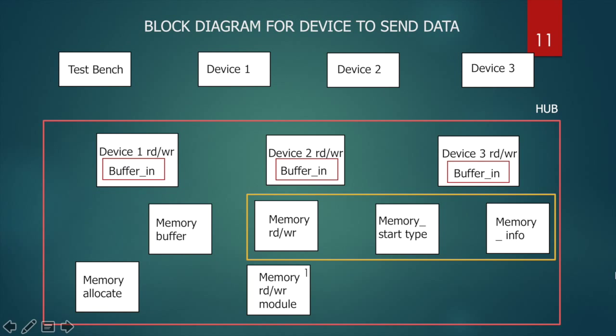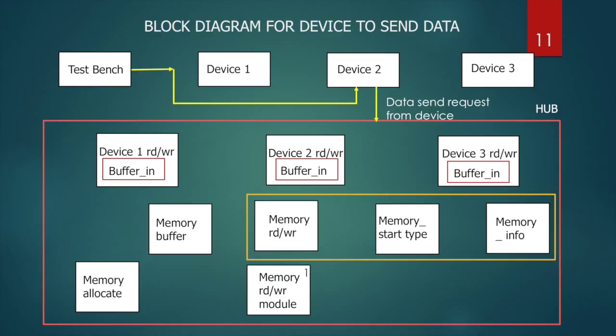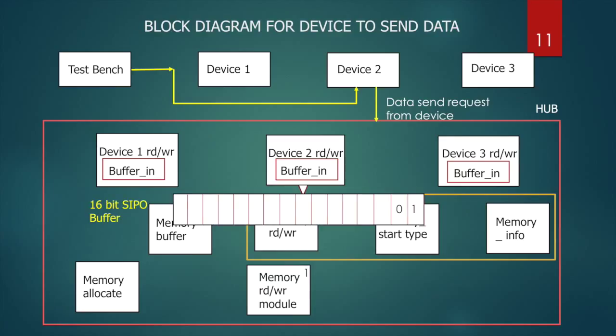The block diagram for a device to send data. Let's take for example device 2 sending 128 bytes. The device receives the required information from the test bench. After the device is selected, say device 2, it sends a signal to the hub where the device read-write module gets the signal and the data is stored serially in the device buffer in D for 305 clock cycles, as we have shown in our calculation in the design specs.